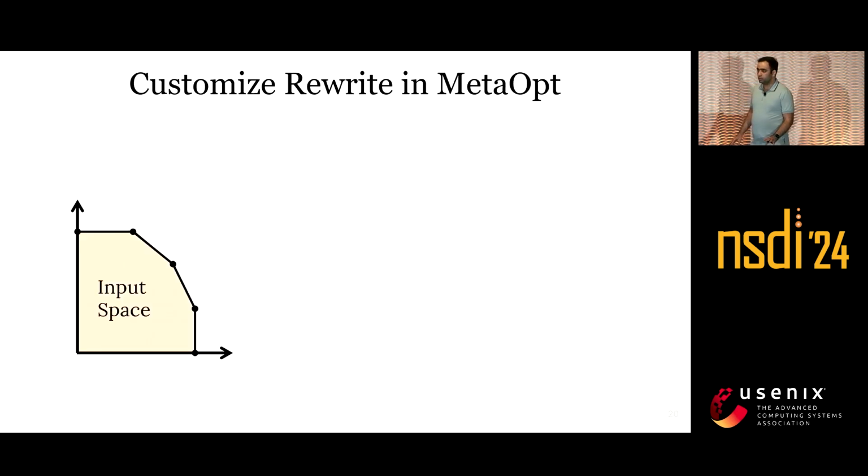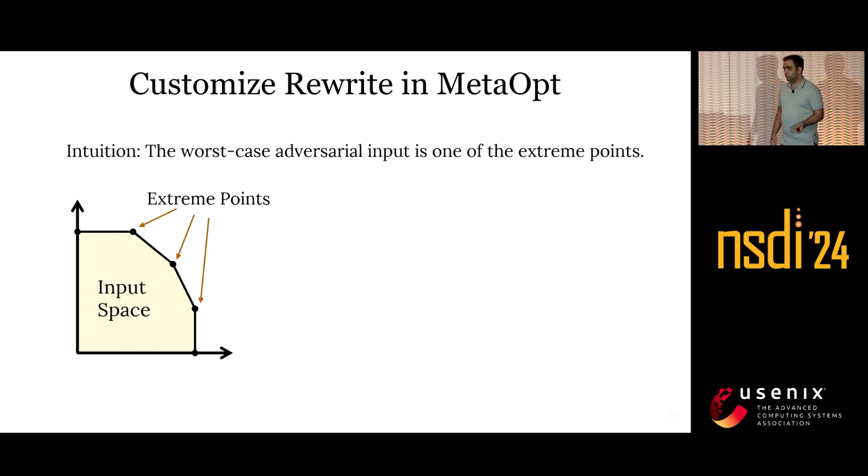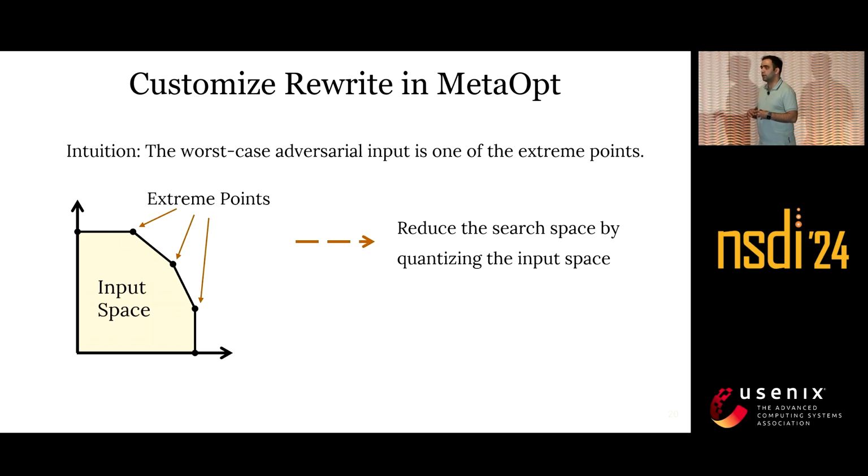So MetaOpt usually needs to search over a large input space in order to find a reasonable adversarial input with a large gap. And this space can be really large, which slows down our process. We find that in most cases it's sufficient to only look at these extreme points that lie on the boundaries. So if we limit our search space only to these cases, the search space is much smaller, and we can achieve better scalability. In MetaOpt, we encode these as constraints by quantizing the input space. And this quantization lays the foundation for a customized rewrite, quantized primal dual in the paper.